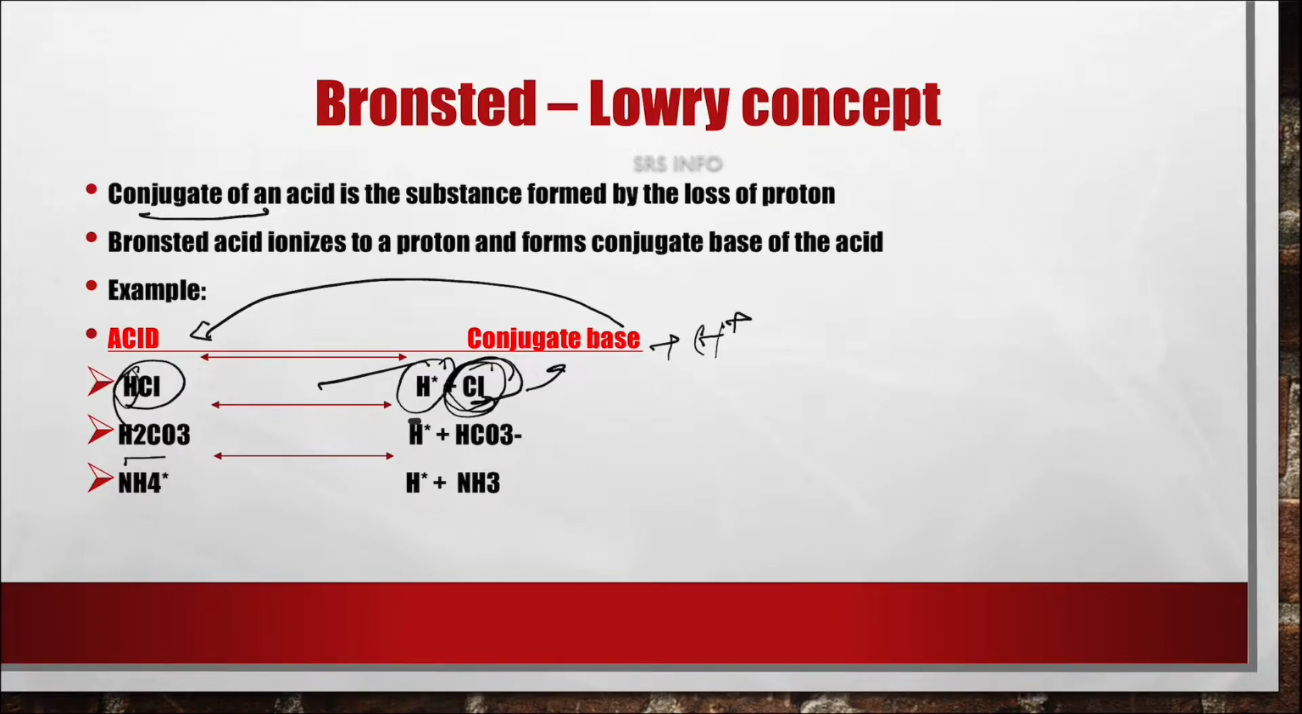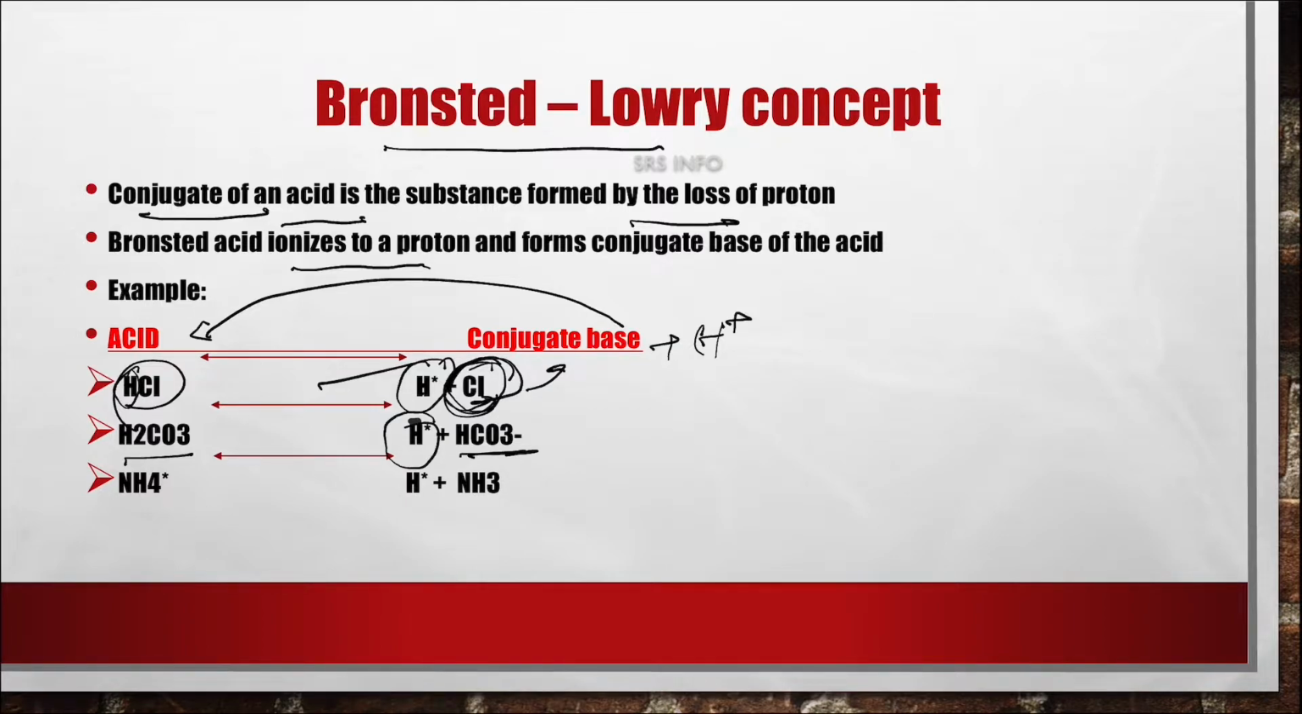In the case of carbonic acid, in this example, this proton is removed from here, and this becomes the conjugate base. The base formed by the loss of a proton from an acid is known as the conjugate base. That is written here. In other words, according to the Bronsted-Lowry concept, an acid ionizes to a proton and forms the conjugate base of the acid.